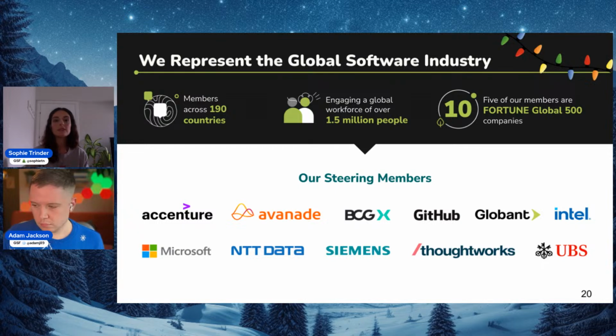So we represent the global software industry. We have members across 190 countries, and our steering members include organizations such as Intel, Microsoft, and Siemens. We have over 60 members in total, and their role is to fund the foundation and drive the projects and standards through an open source organization. Yes, anybody can get involved and contribute via GitHub to our projects, and everything we create is for the use and benefit of all.